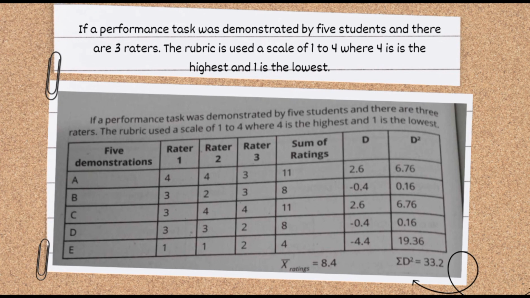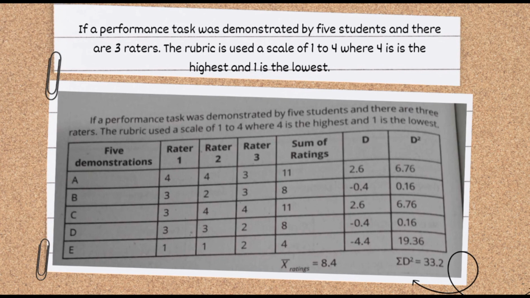Now, for our sum of ratings, for example for demonstrator A, the first demonstrator, it is only by adding the scores from rater 1 to rater 3, which is 4 plus 4 plus 3, and the sum is 11. The process is the same for the other demonstrators. Before we get to the D column, we add the sum of ratings of every demonstrator, and that is 11 plus 8 plus 11 plus 8 plus 4, and we divide the sum by the number of demonstrators. They are 5 demonstrators.